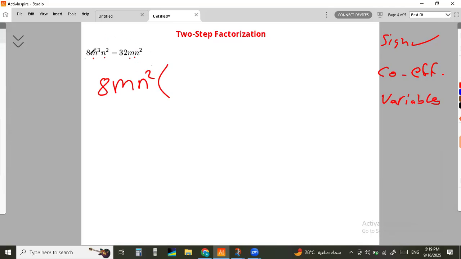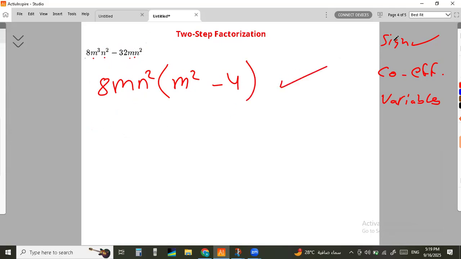Now, let's divide. 8 divided by 8 is 1. We don't write it. m cubed divided by m is just m squared. n squared divided by n squared, bye-bye. Negative 32 divided by 8, negative 4. m divided by m, bye-bye. n squared divided by n squared, bye-bye. So it's just 4. Oh, mister, I'm done.